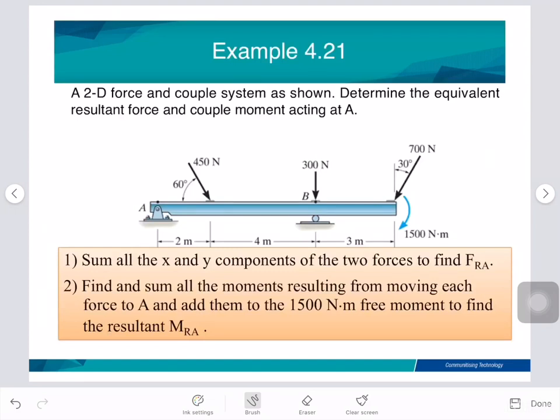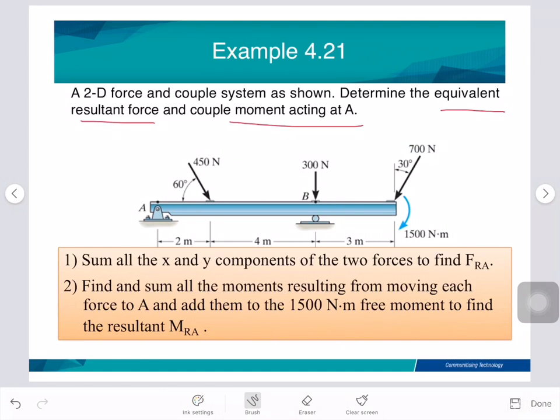Right, so this is also example 4.21, the 2D force. We have a 2D force and couple system as shown. Determine the equivalent resultant force and couple moment acting at point A. Before that, number one, we need to get the force resultant, right?